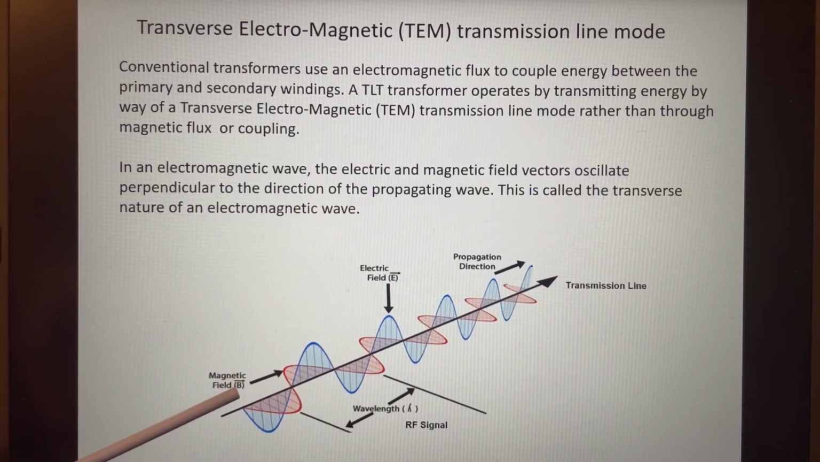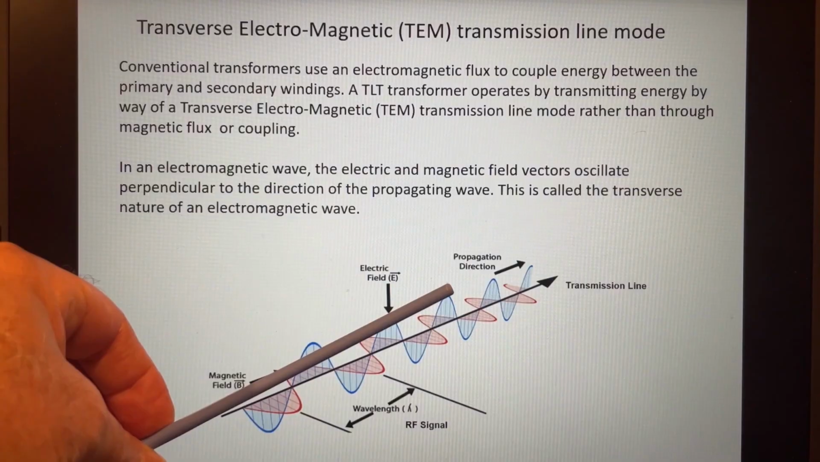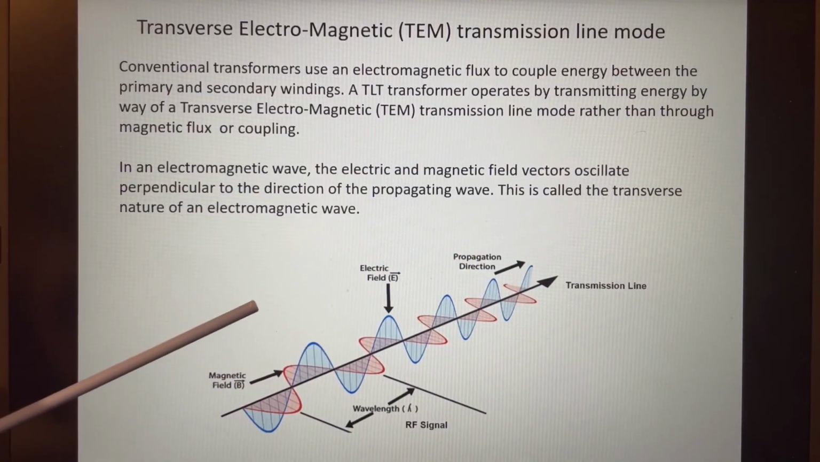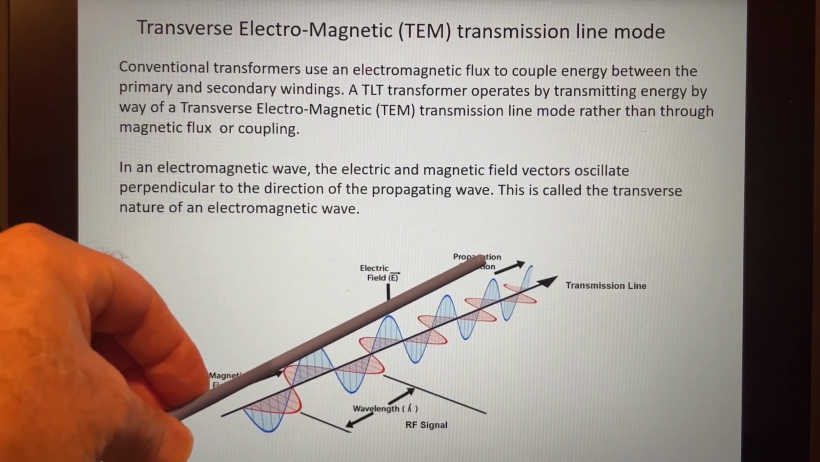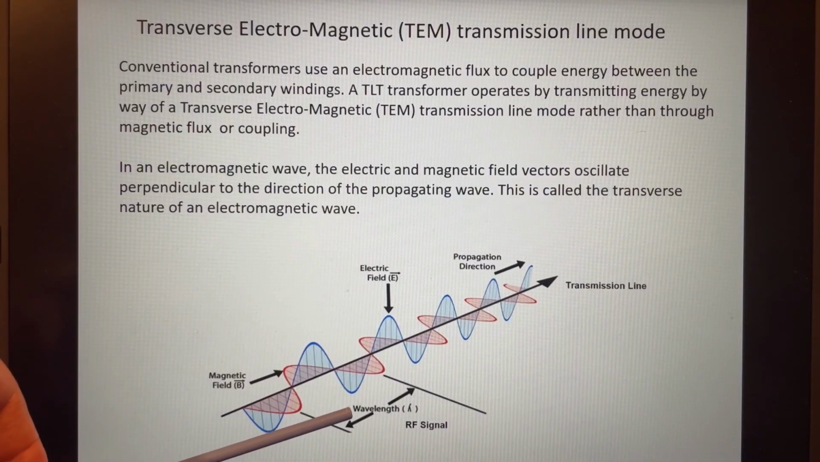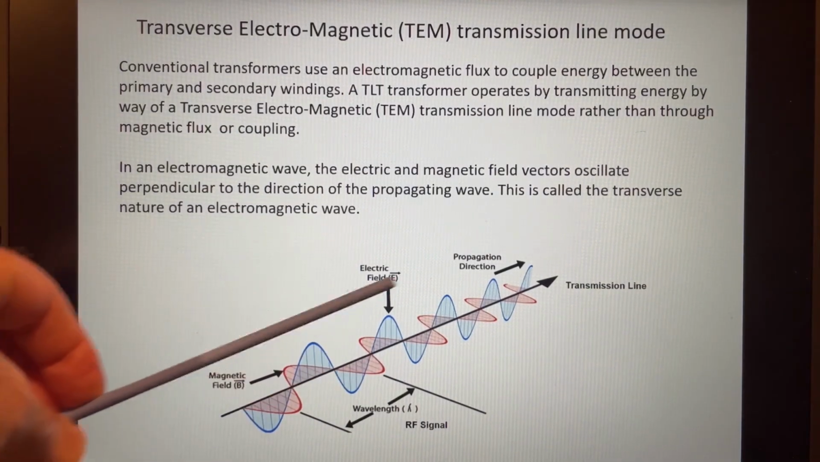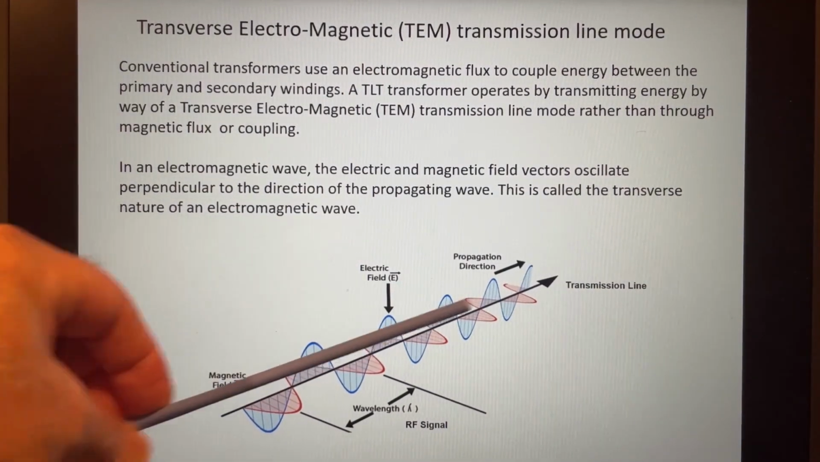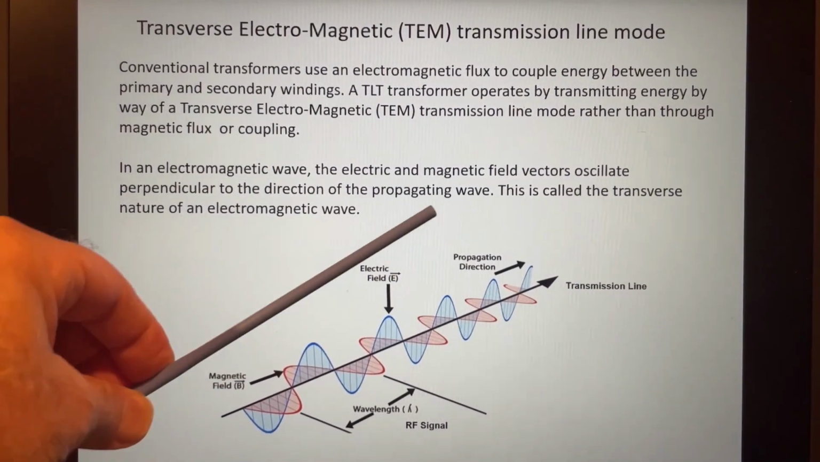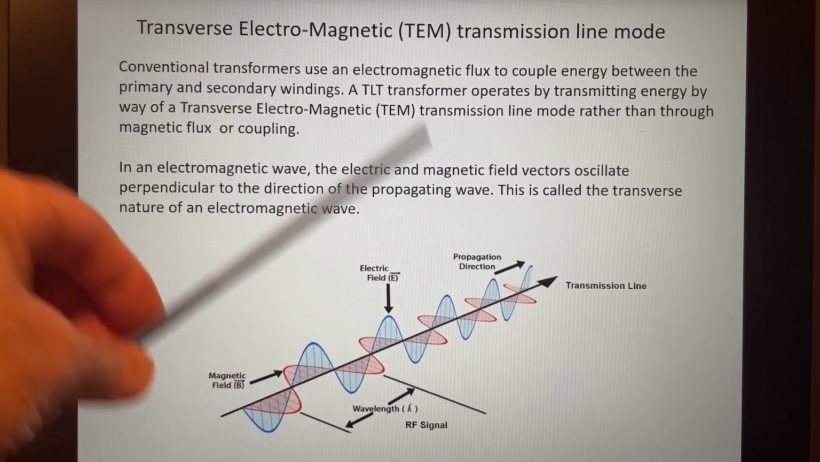We have our RF signal flowing through the coax, the transmission line, and it's propagating through the line at a particular wavelength. We have the magnetic field and the electric field that are at 90 degrees from each other. So this is how this transformer works based on this principle.